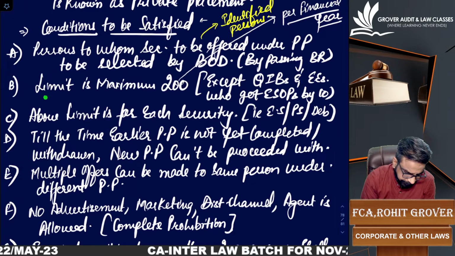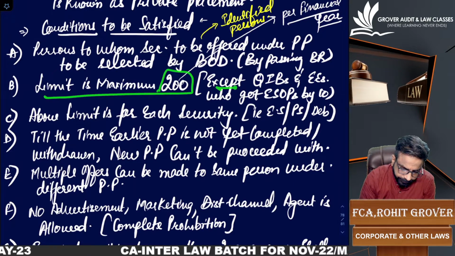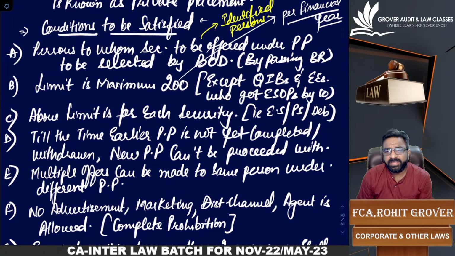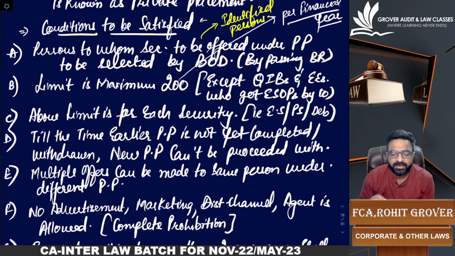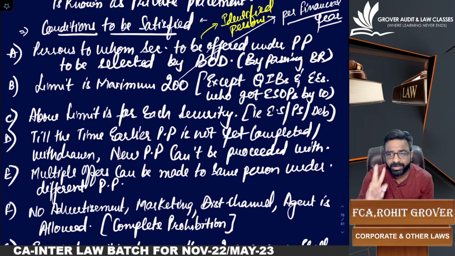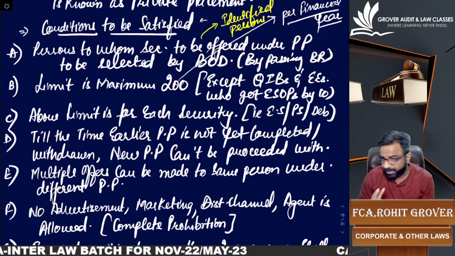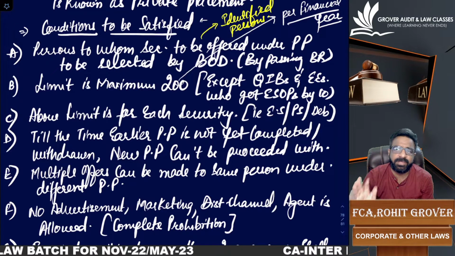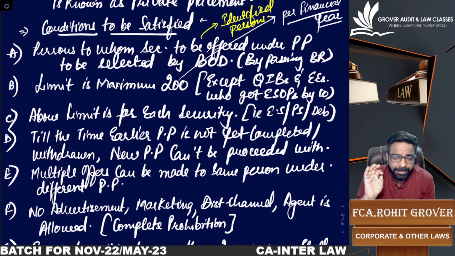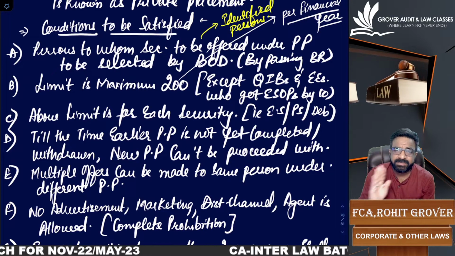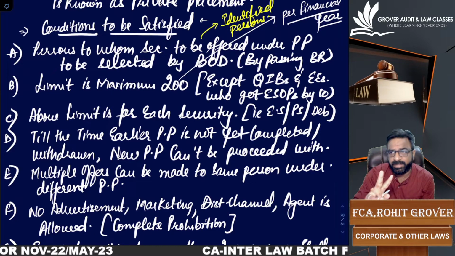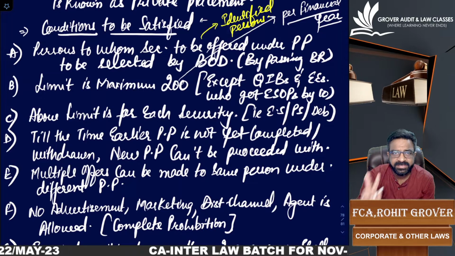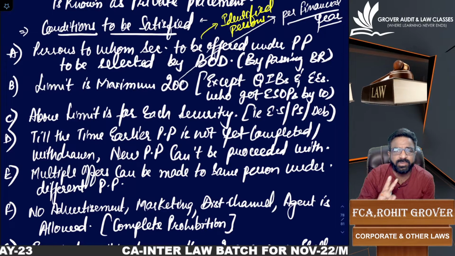Limit is maximum 200 except QIBs and EEs who got ESOPs by the company. Remember one thing, in the private placement, you cannot select more than 200 members. But most students confuse the concept of private placement with the private company. In a private company, the maximum number of members is 200.